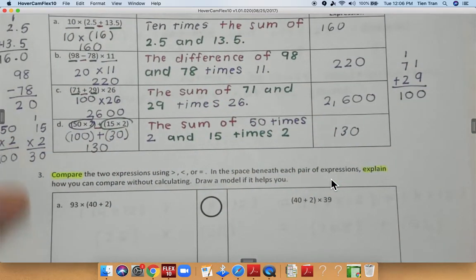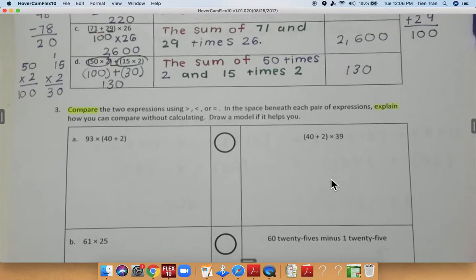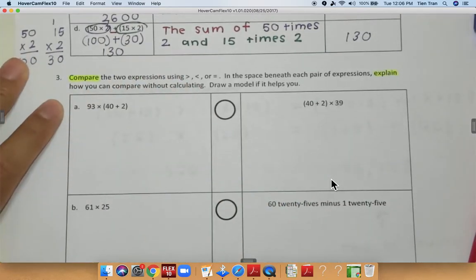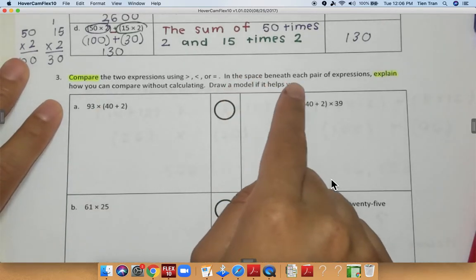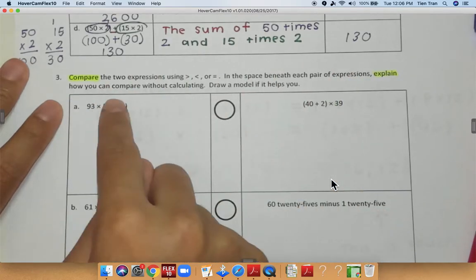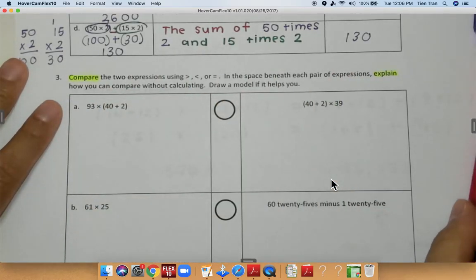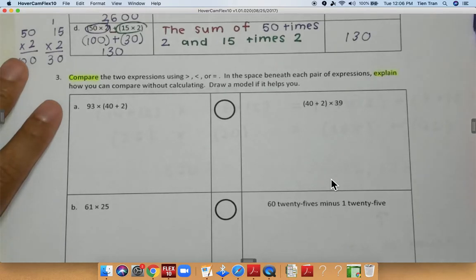Okay. Now we're going to move on to the next problem, problem 3. It asks you to compare the two expressions using greater than, less than, or equal to. In the space beneath each pair of expressions, explain how you can compare without calculating. Draw a model if it helps you. So there are ways you can solve without really solving.